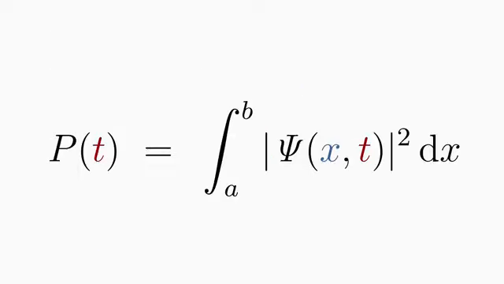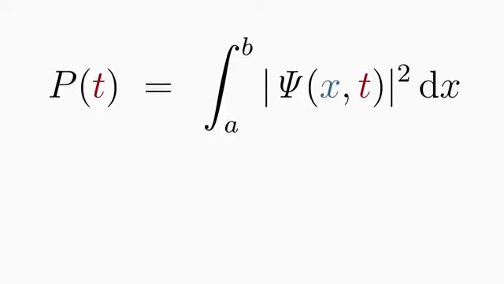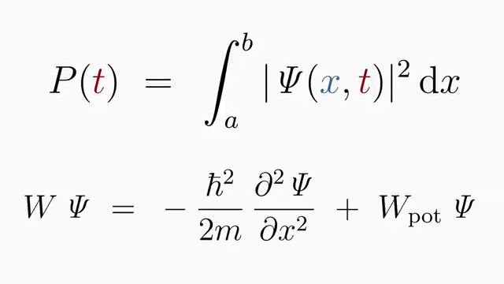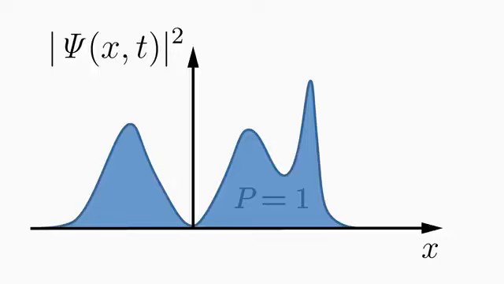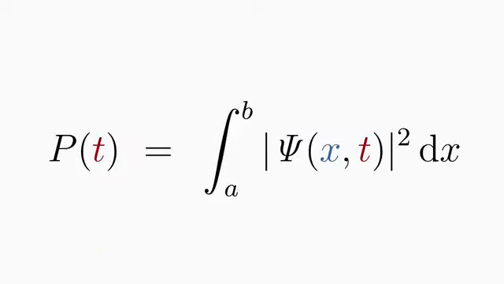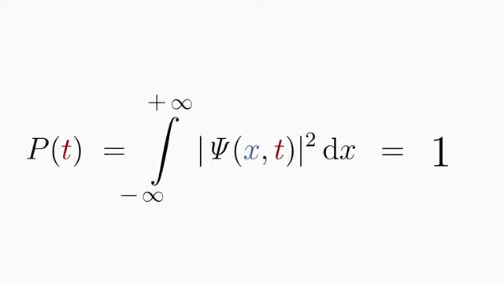In order for the statistical interpretation to be compatible with the Schrodinger equation, the solution of the Schrodinger equation, that is the wave function psi, must satisfy the so-called normalization condition. This means that the particle must exist somewhere in space. In the one-dimensional case, it must therefore be found 100% somewhere between minus infinity and plus infinity. In other words, the integral for the probability integrated over the entire space must be 1.